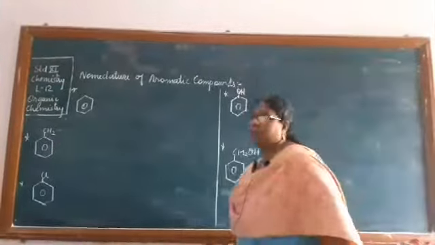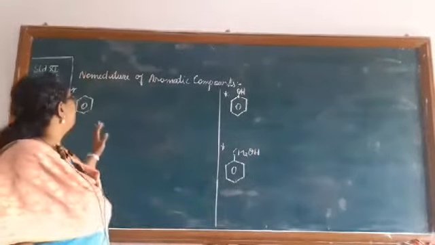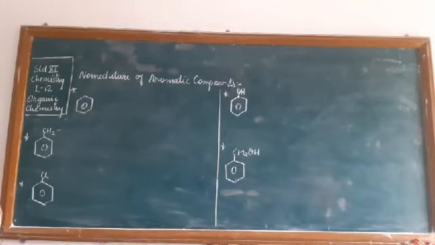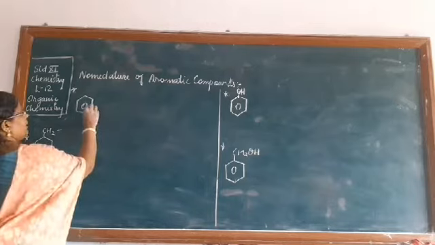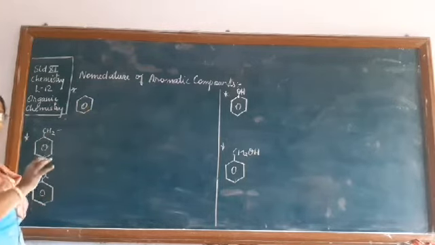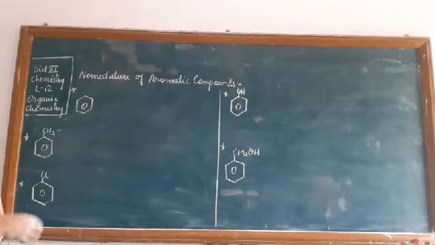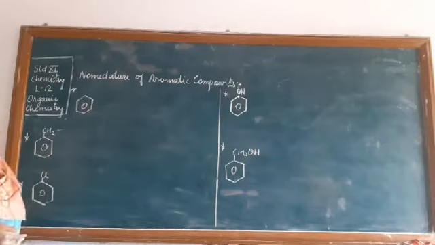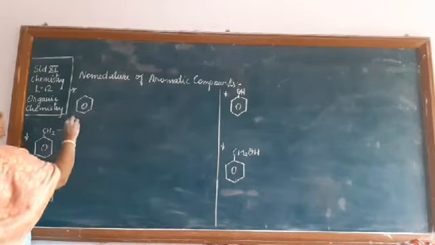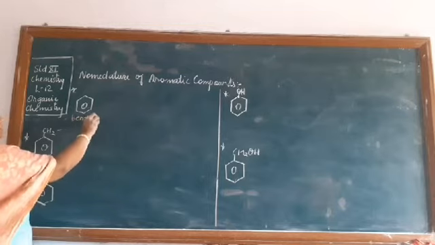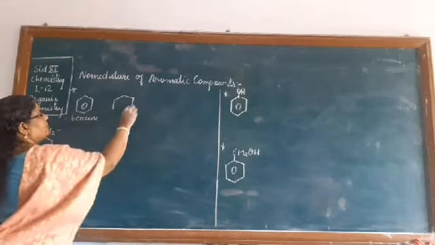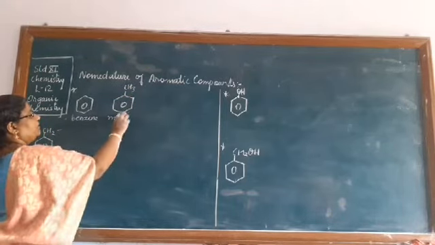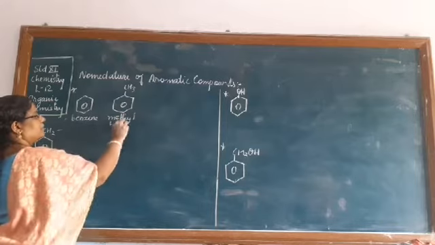Now look at these compounds. Nomenclature of aromatic compounds. Aromatic compound means where you have a benzene ring. It has two parts: one is the benzene ring, the actual benzene ring, which will be called the nucleus, and the side chain. If any substituent of an alkyl chain is there, it will be called a side chain. Now see, what is the name of this? This is benzene. If I write a benzene ring with a CH3, then this will become what? Methylbenzene.